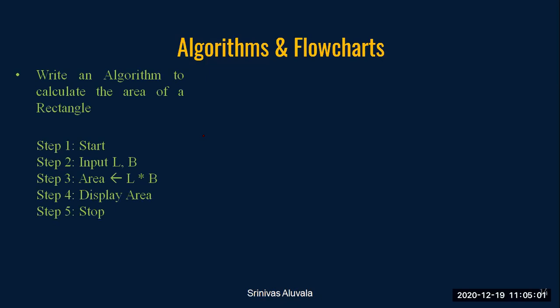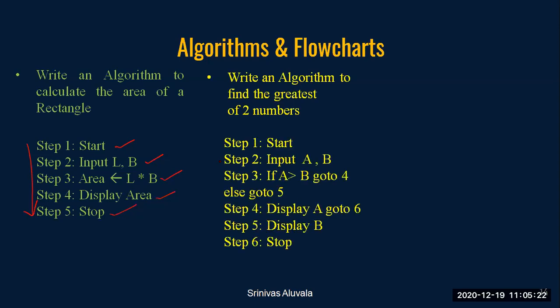To help you understand, think that the algorithm is going in sequence: start, taking the input, calculating the area of the rectangle, displaying the area, and stop. All the steps are going in sequence. And next, write an algorithm to find the greatest of two numbers. In the same algorithm which I've written previously, the algorithm has started, two inputs were taken, and I am checking if A is greater than B.